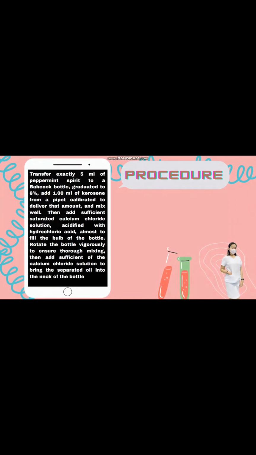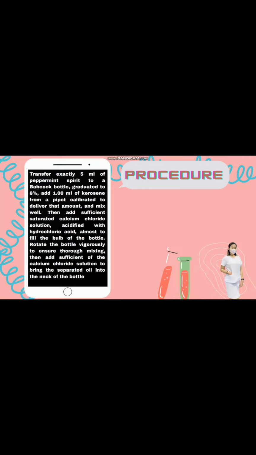Procedure: first is transfer exactly 5 ml of peppermint spirit to a Babcock bottle, graduated to 8%. Add 1 ml of kerosene from a pipette calibrated to deliver that amount and mix well. Then add sufficient saturated calcium chloride solution, acidified with hydrochloric acid, almost to fill the bulb of the bottle. Rotate the bottle vigorously to ensure thorough mixing. Then add sufficient of the calcium chloride solution to bring the separated oil into the neck of the bottle.